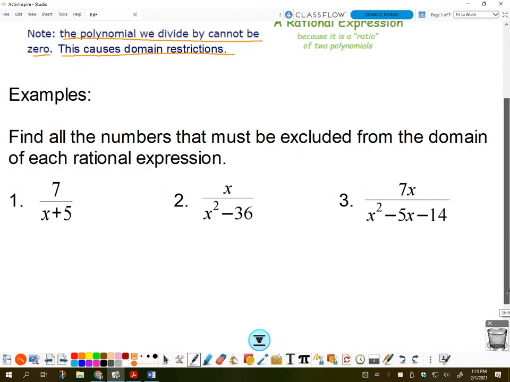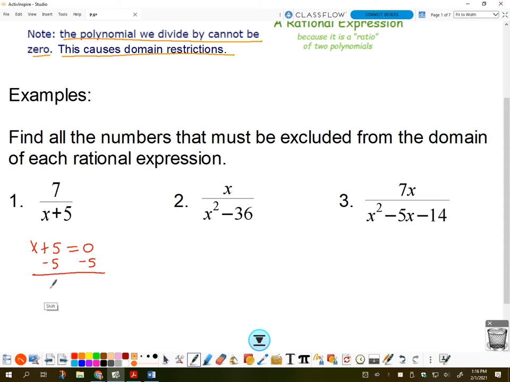They're going to ask you on the first set of problems for domain restrictions. That just means what number cannot be put in the place of x. You figure it out by figuring out what number x needs to be in order for the denominator to be 0. So we want the denominator to not be 0, so we have to figure out when that would happen, and then we know what we can't use. So you take the denominator, set it equal to 0, and solve that little equation.